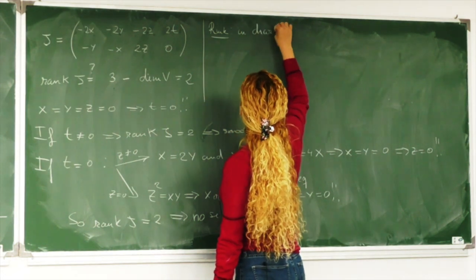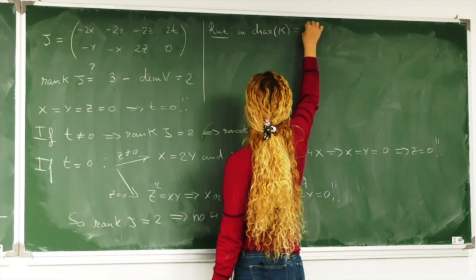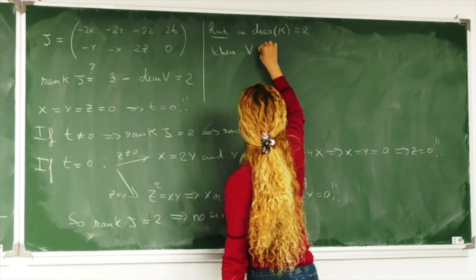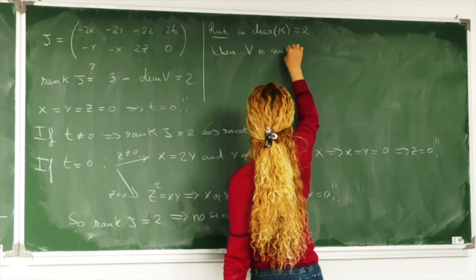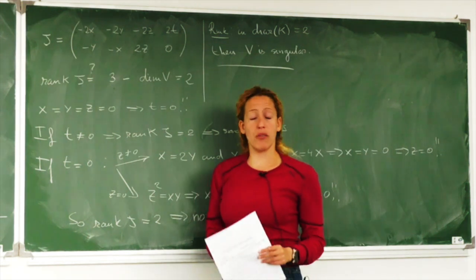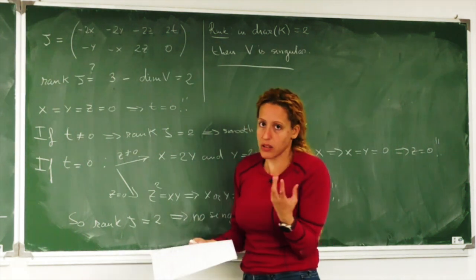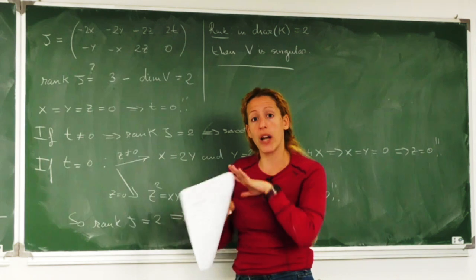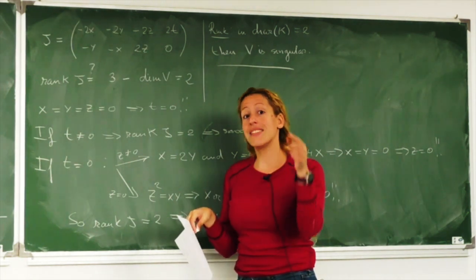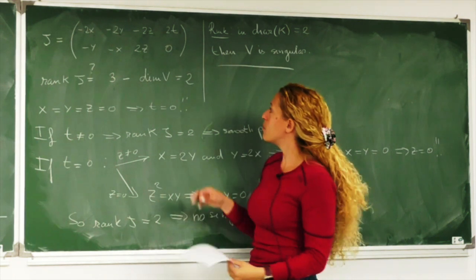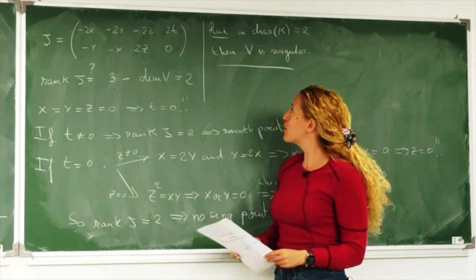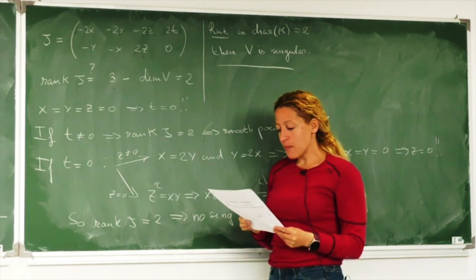In characteristic of the field equal to 2, then V is singular. In particular, this is an example of a variety that, over the rationals, in characteristic 0, is smooth, but the reduction at 2 has bad reduction because in characteristic 2 there are singular points that come up. So this is an interesting example.